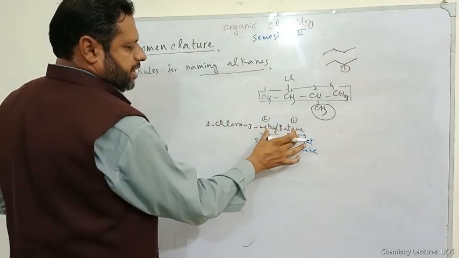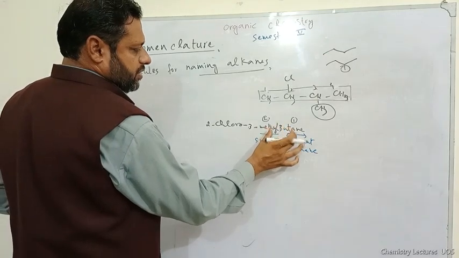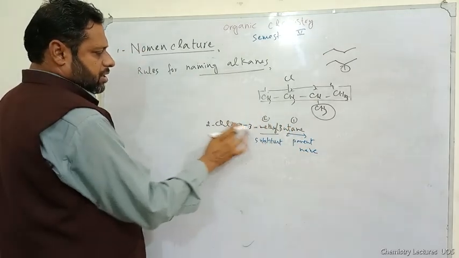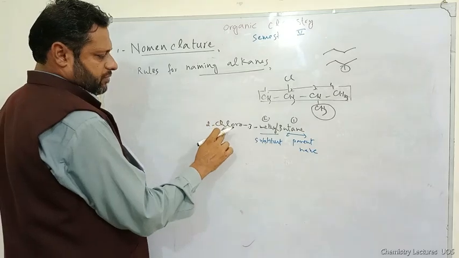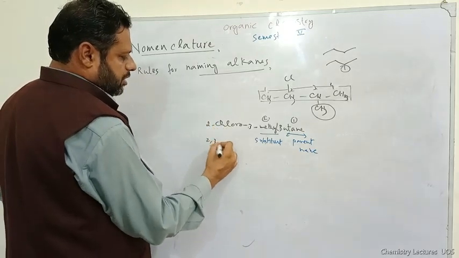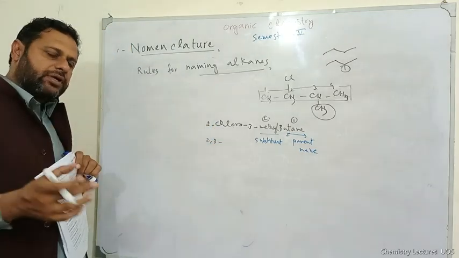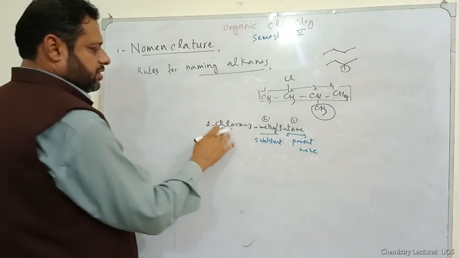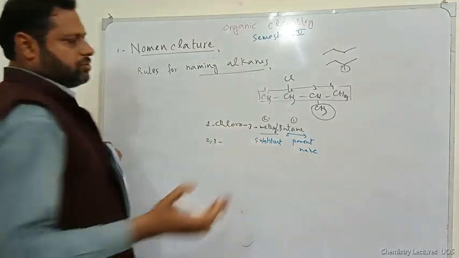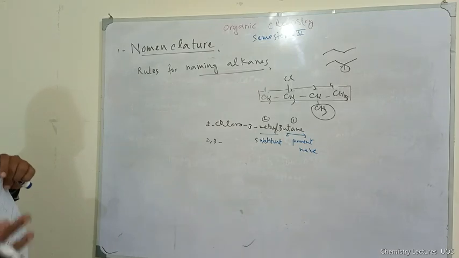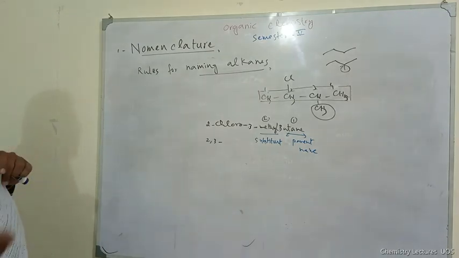And you must consider that any number will be separated by a hyphen from the words. No words are separated. There is nothing between the words. But if you have a number, the number will be separated by a hyphen from a word. If you have two numbers, then both numbers are separated by a comma, and numbers and words are separated by a hyphen. So these are the techniques to write the names of the alkanes. So this is the introduction to start the naming of the alkanes.